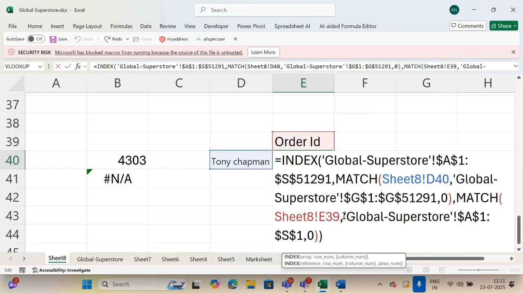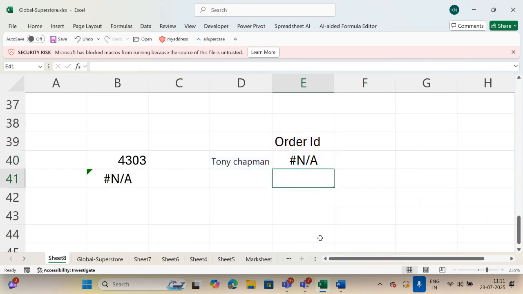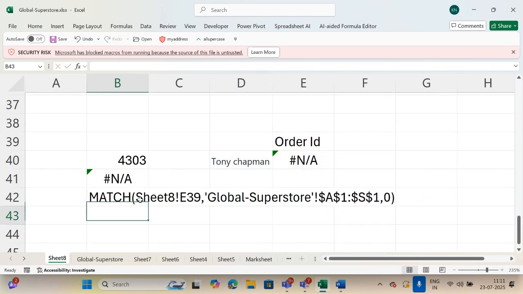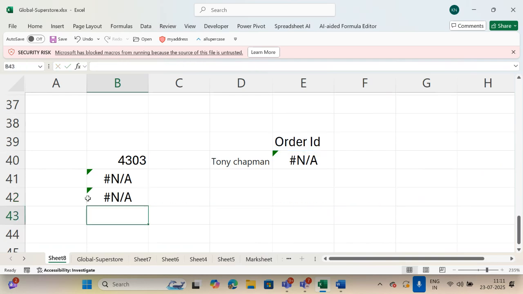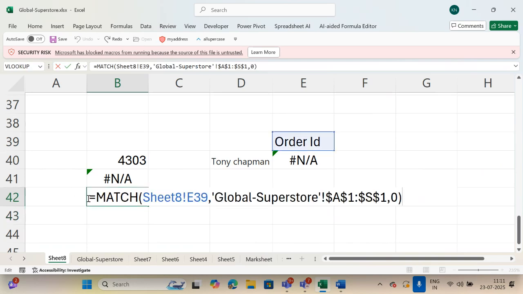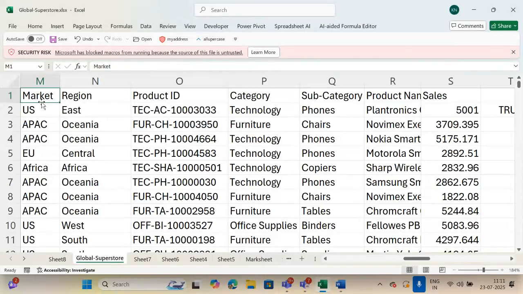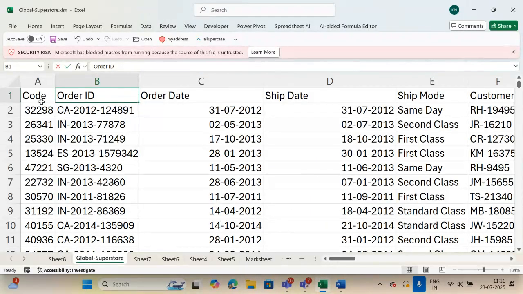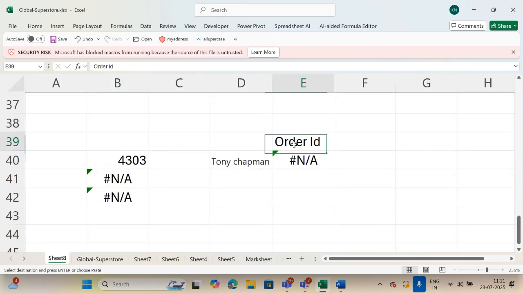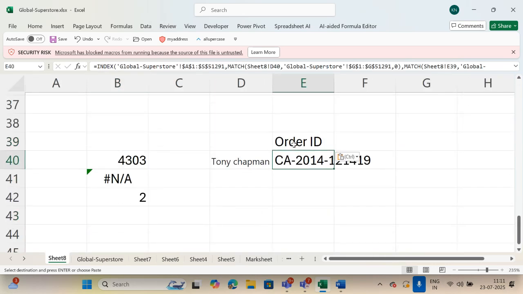A1 to S1. Wait, I need to check it out, then I'll give you the explanation. First of all, I need to check why it is giving me the error. Available. Order ID is this. So that means... see, now it is there.